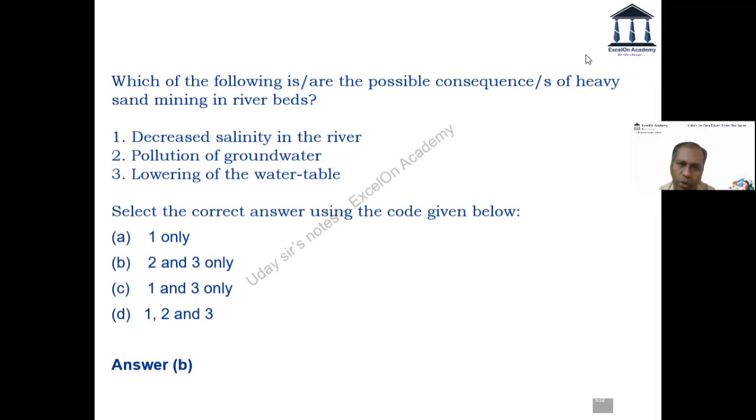Mining does generally cause pollution. Good. I think we can start off with this. Yeah. Now, when I take a lot of sand, what I do is, the sand which would have otherwise absorbed some amount of pollutant is no more there. So it is kind of bare.